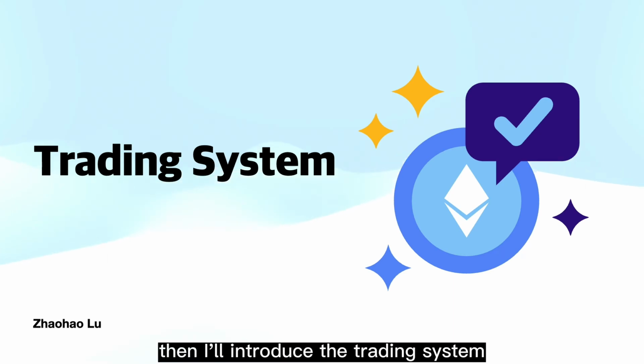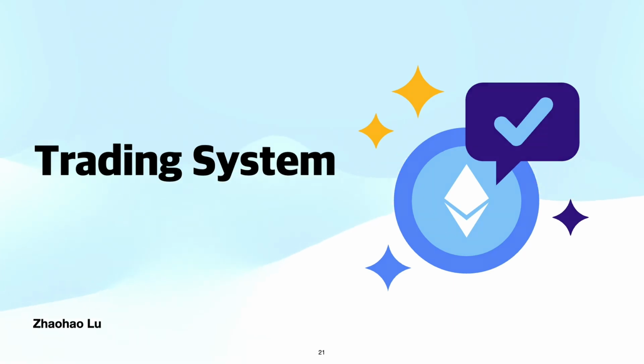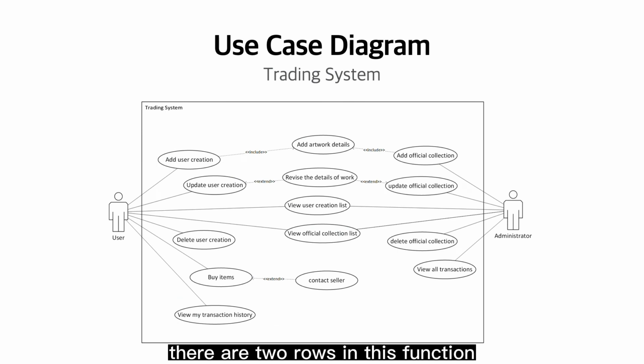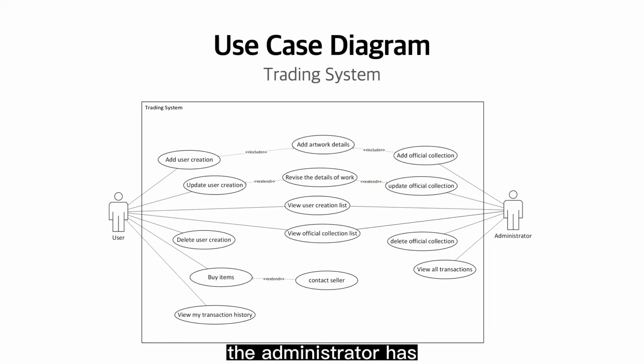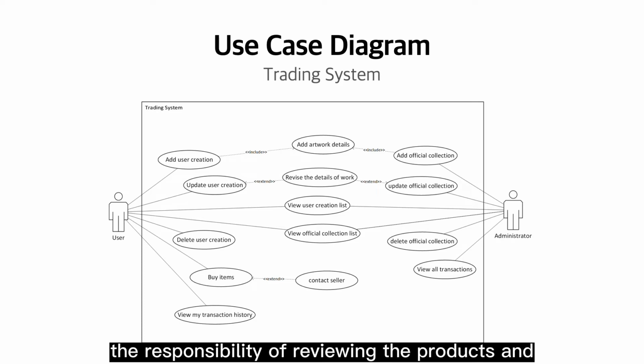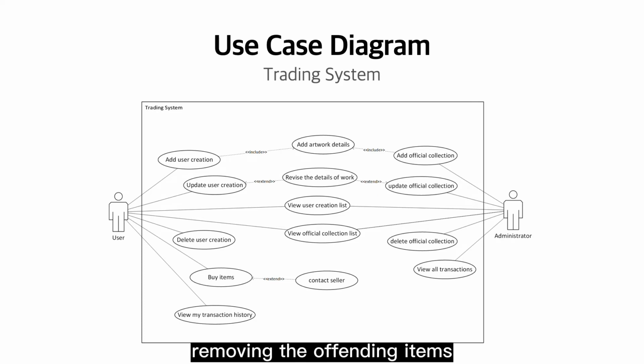Then I'll introduce the trading system. There are two roles in this function, the user and the administrator. We can think of this as a small shopping center in the virtual world, where the user can buy and sell things. At the same time, users can view their own transaction history. The administrator has the responsibility of reviewing the products and removing the offending items.